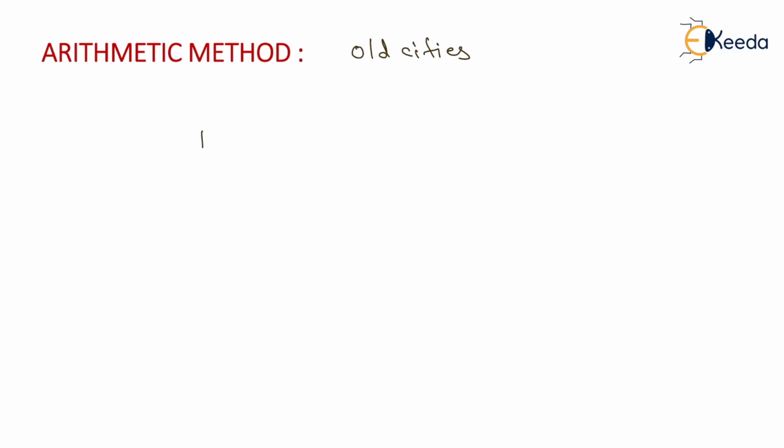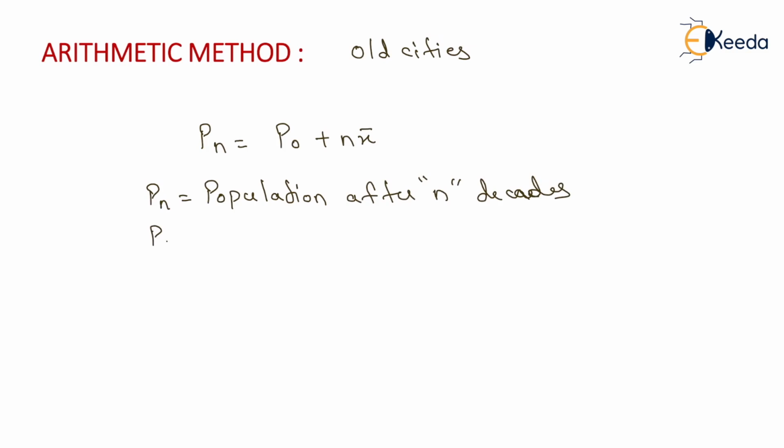Now the population forecast will be given as Pn equals P naught plus n x bar. What is the population after n decades? It will be equal to P naught plus n x bar, where Pn is the population after n decades. Now what is P naught here? P naught is the initial population or the last known population given in the question.